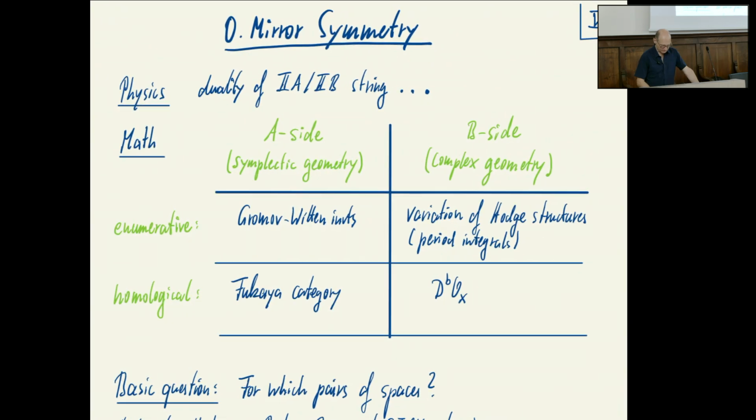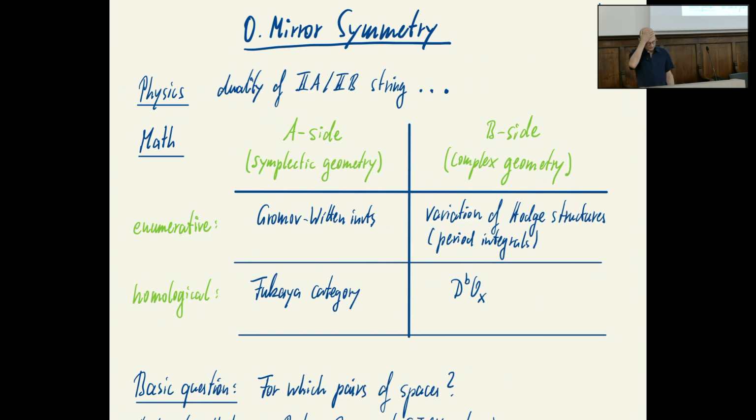Mirror symmetry, of course, arose in physics as a duality of 2A and 2B string theory, and then as a mathematician, you shrug and say, okay, fine. You don't know what to do. But there are mathematical incarnations of this, and that's, I think, what we now understand mathematically as mirror symmetry.